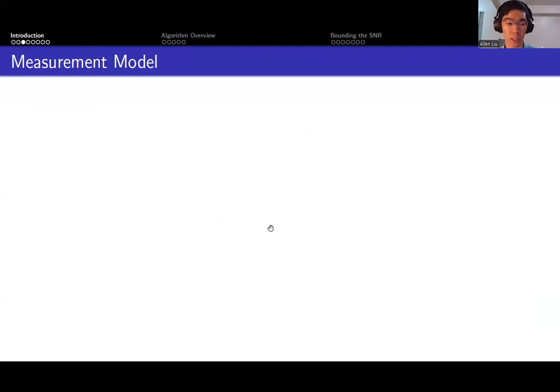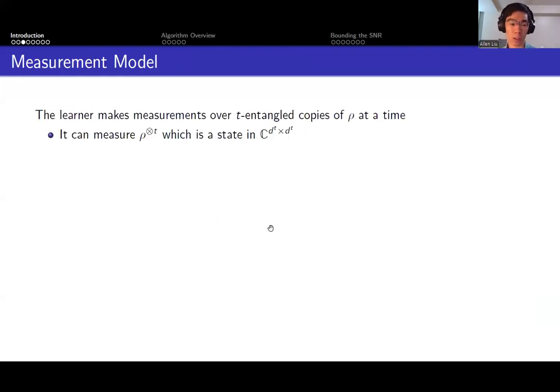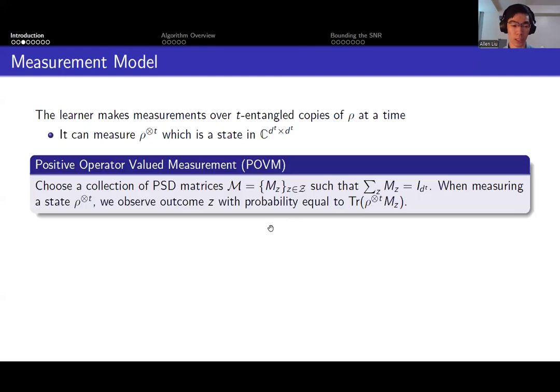Now let me discuss the formal measurement and learning model. We'll think of the learner as being able to make measurements over t entangled copies of rho simultaneously. So it can make measurements of the state rho tensor to the t, which is a d to the t by d to the t dimensional quantum state.